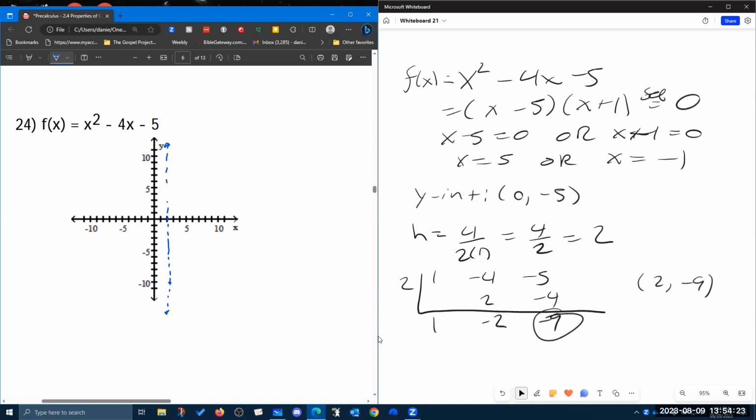We've got a y-intercept at 0, -5. We've got x-intercepts at 5, 0, and at -1, 0. And that means that there's a reflection over here, like so. That makes a parabola kind of like so.